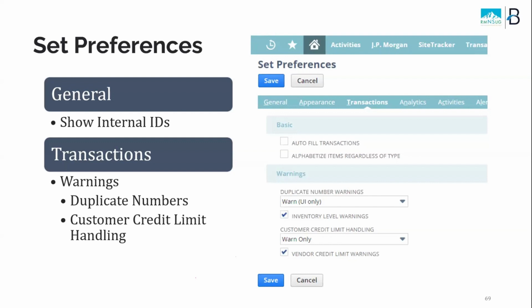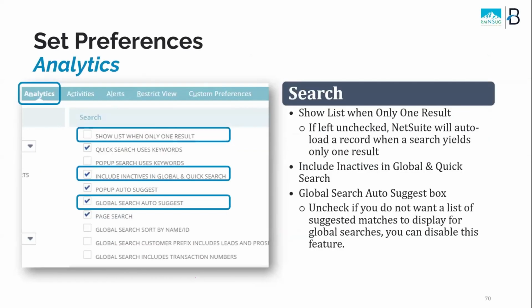But in the general tab, showing internal IDs is a checkbox that you can select. That would show up on all your saved searches, your reports, and your lists to show that internal ID, as well as warnings in the transactions sub-tab, looking at duplicate numbers and customer credit limit handling. So a couple there.